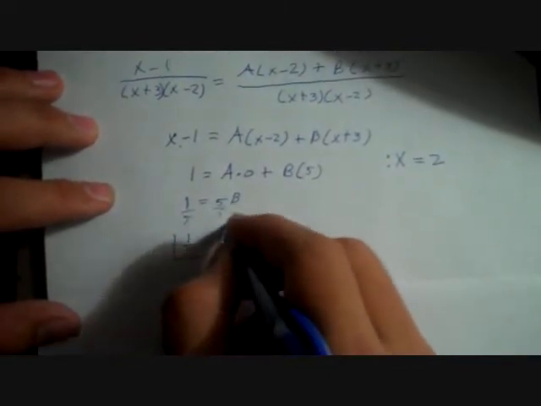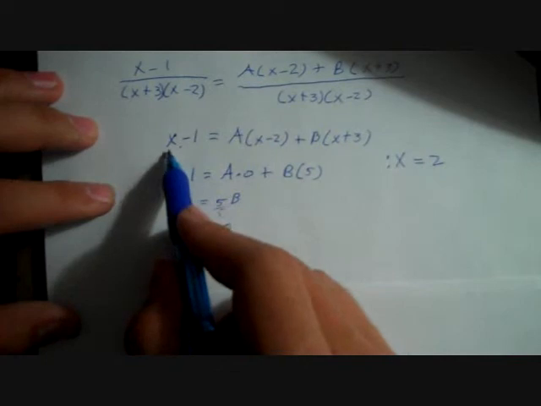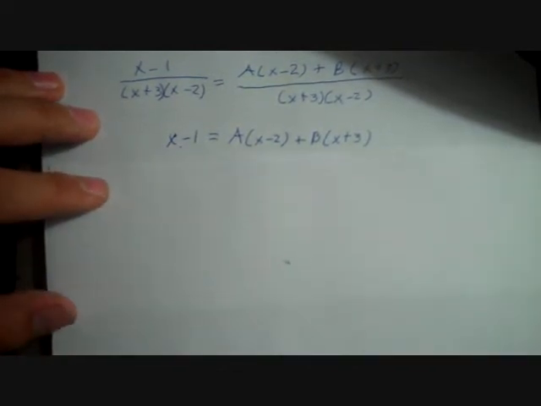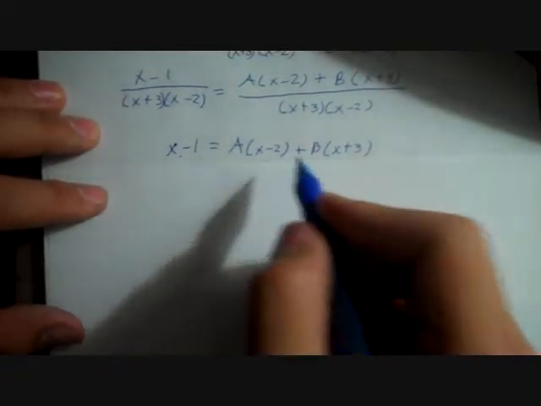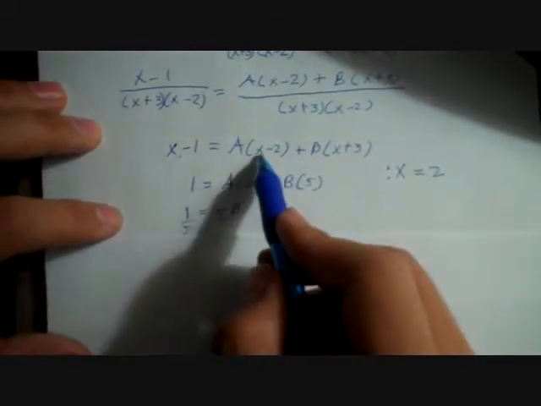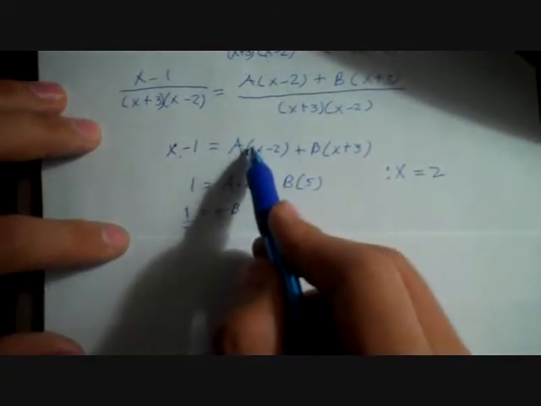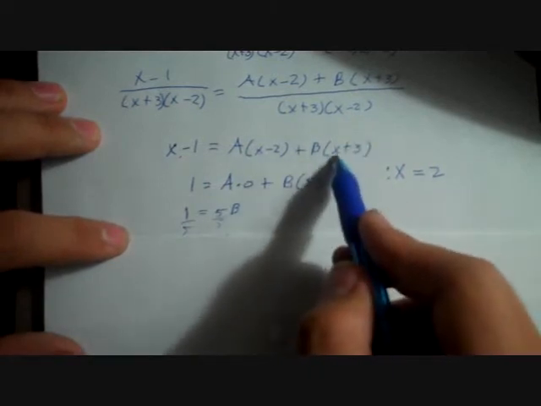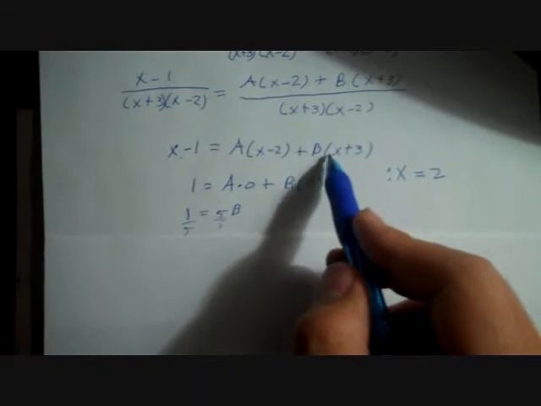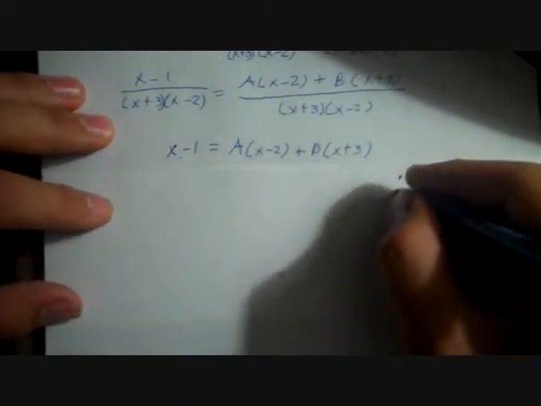So we have that. Now, how are we going to solve the next part? Well, let's pick another convenient value for x. Notice how when we picked x equals 2 it made this 0 which made our a disappear. So what number would make this disappear? Well, x equals negative 3, because then this would be 0 and b times 0, that's 0. So let's try x equals negative 3.